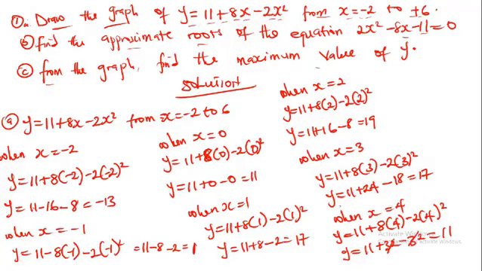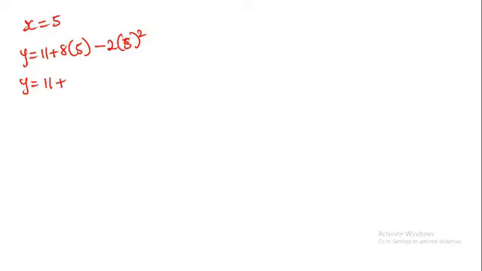We stopped at x equal to 4, so we now pick x to be equal to 5, and we have y to be equal to 11 plus 8 into 5 minus 2 into 5 raised to power 2. Okay, then our y will be equal to 11 plus 8 times 5 is 40, then minus 5 squared is 25. 25 times 2 will give us what? 50. And 11 plus 40 will give us 51, minus 50 we have what? 1.